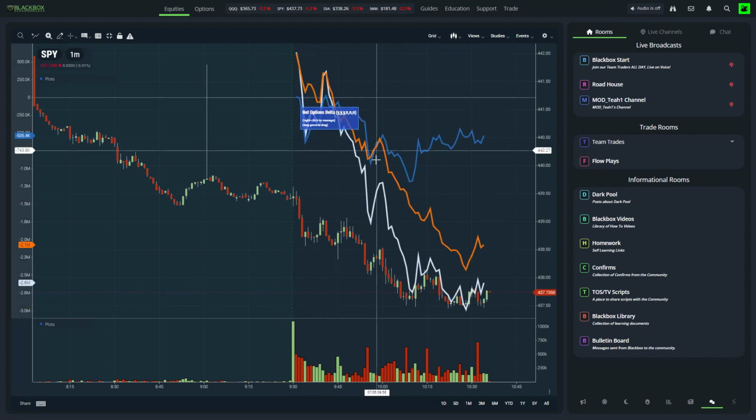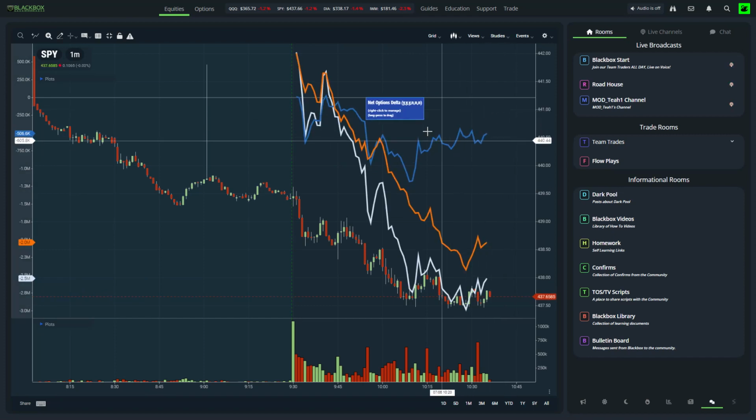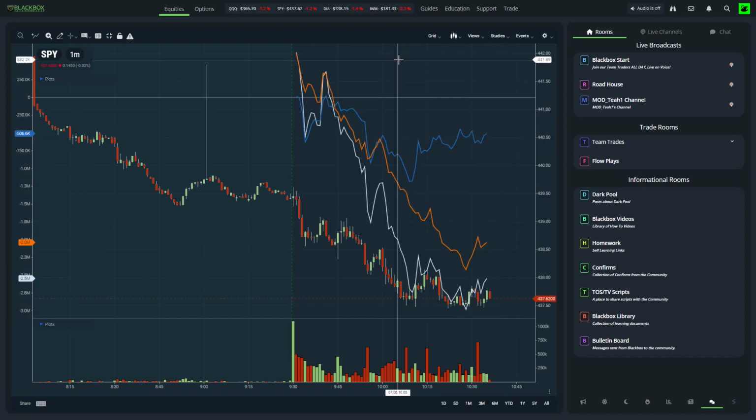The total is the combination of these two. If you add the blue to the orange, you get the white. See, minus $500,000 minus 2 million equals a total of 2.5 million to the negative. So blue line going down means calls being sold. Orange line going down means puts being bought. That is obviously what we see going on.